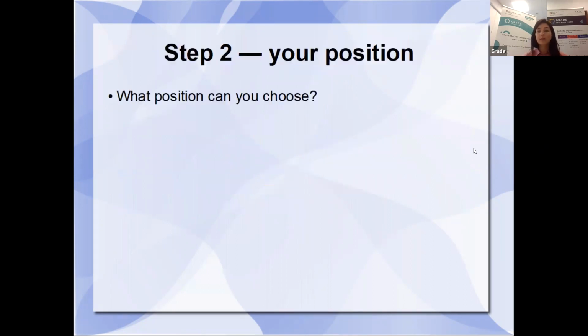Now, the next step for us is to choose our position. So what position can you choose generally? What options do we have? What are all the options that we have? Agree, disagree, for or against, yes. Right, partially agree.